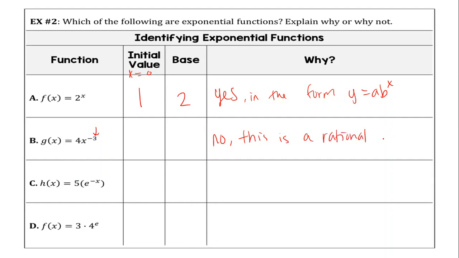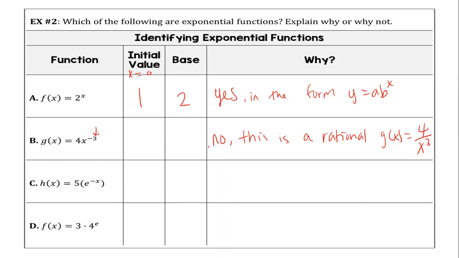It's not exponential. It is a rational because this actually can be written as g of x equals 4 over x to the third. That -3 means that this variable actually belongs in the denominator. It's because of the negative.